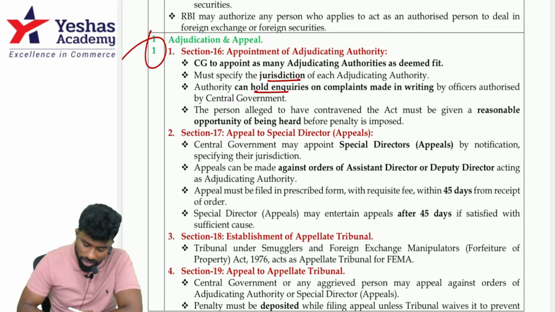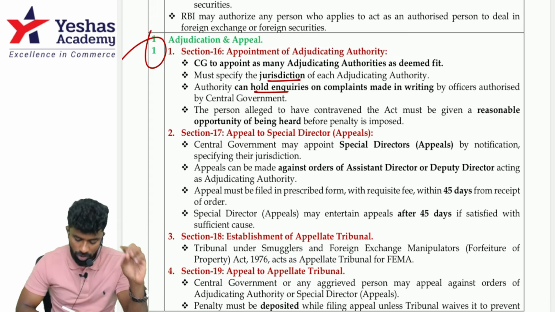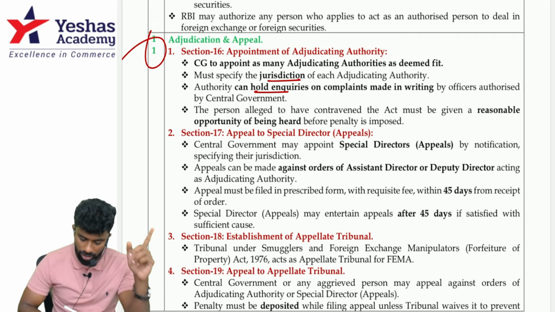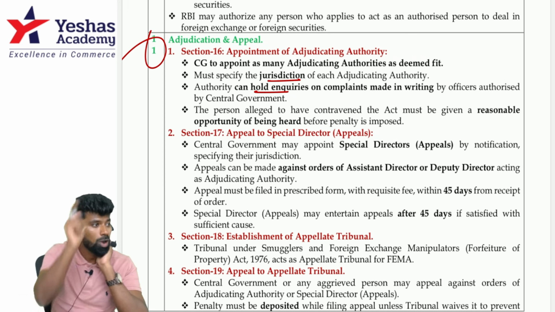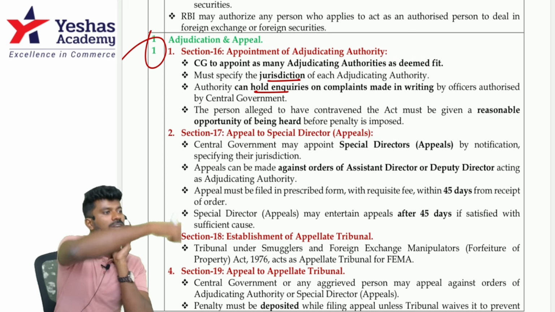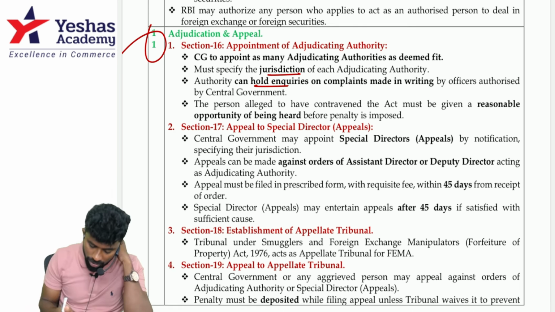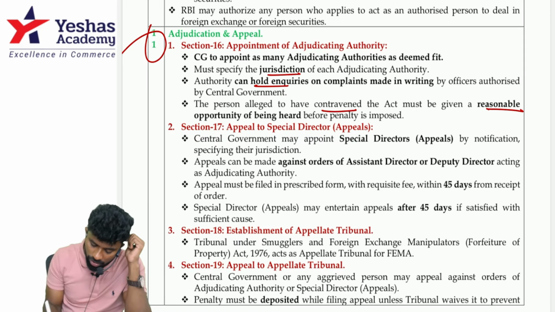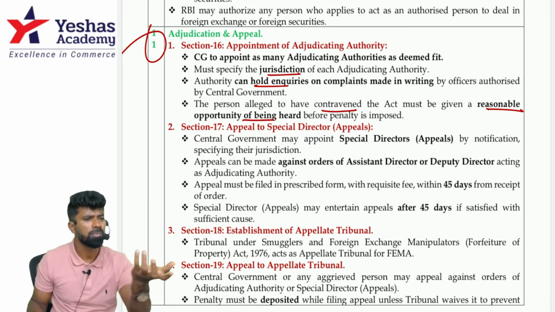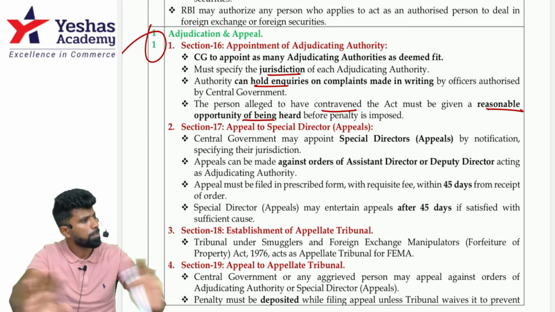Next one, the authority can hold inquiries on complaints made in writing by officers authorized by the central government. So who does the inquiries? The AA, adjudicating authority. Who appoints them? For what jurisdiction? Specific jurisdiction. Keep this much in your brain. The person alleged to have contravened the act must be given a reasonable opportunity of being heard. Principles of natural justice: before you punish a person, you must give an opportunity of being heard.